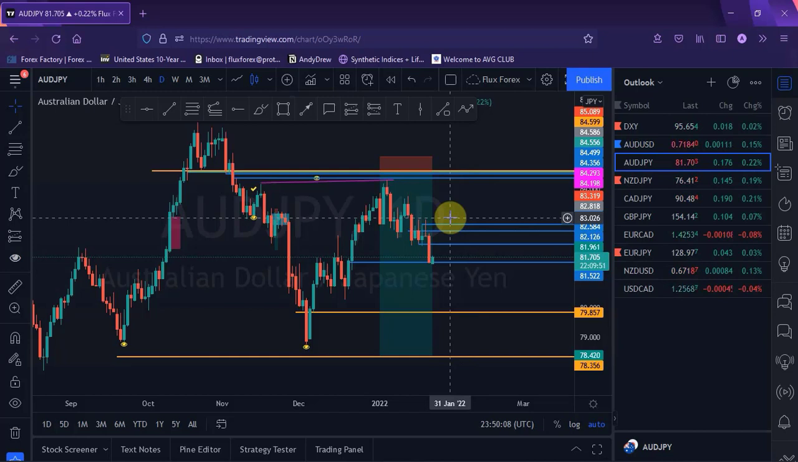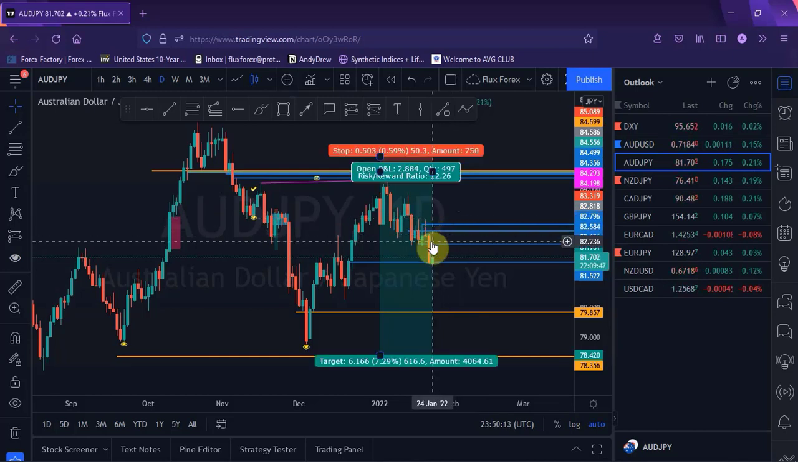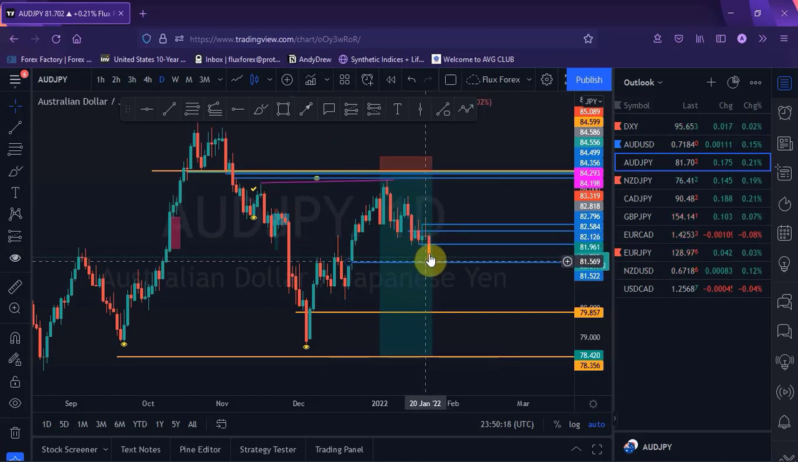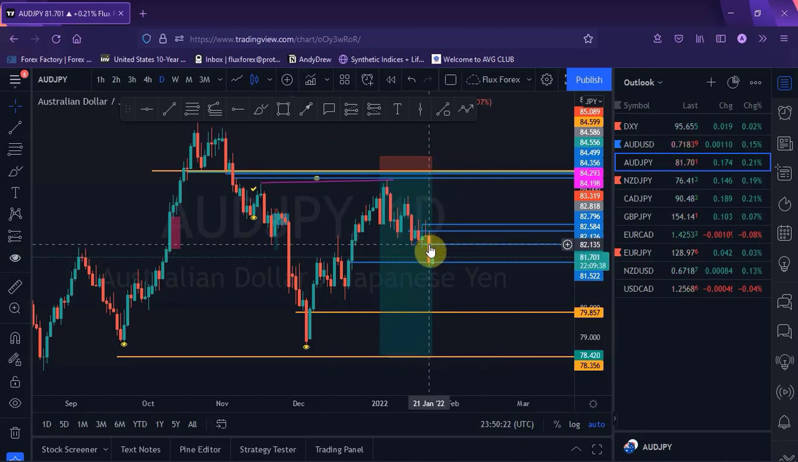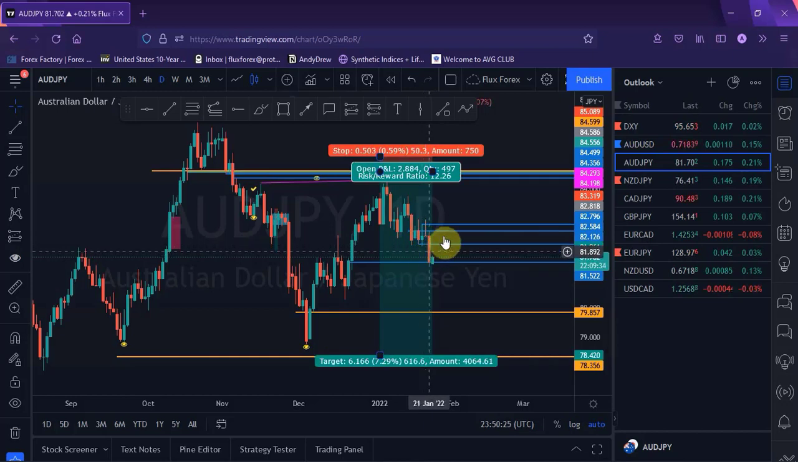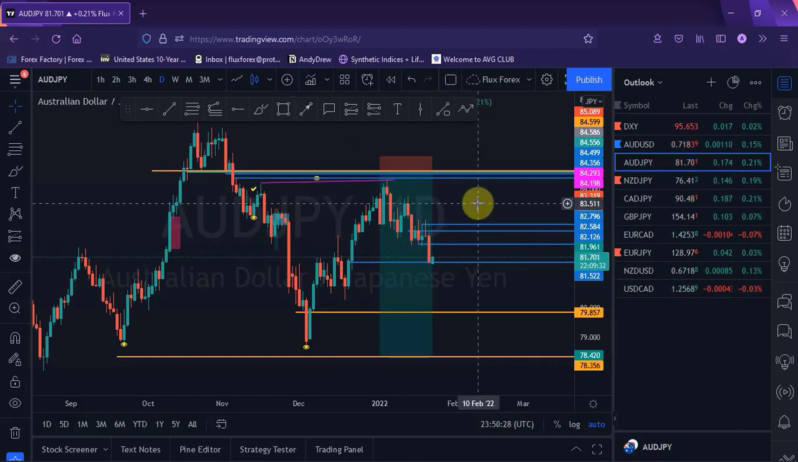And this is what happened. That is during the Friday Asia session. This massive bearish run happened during the Friday Asia session. You can notice how this pair really played out. But I mean, it's all good.